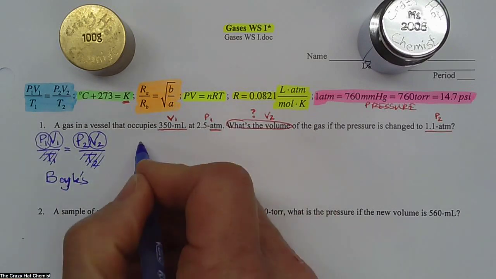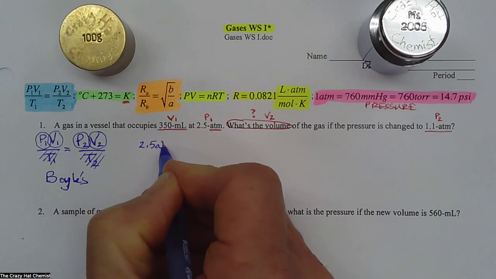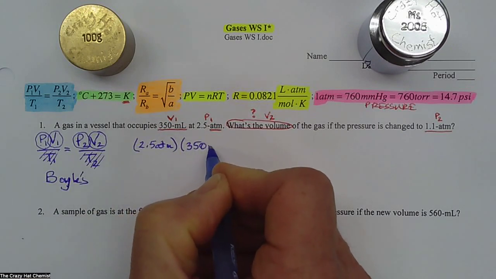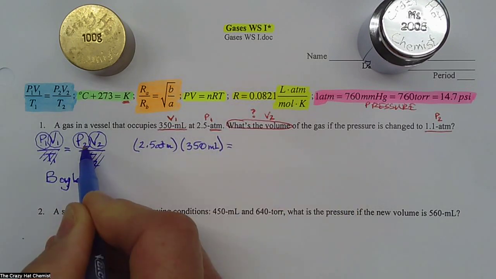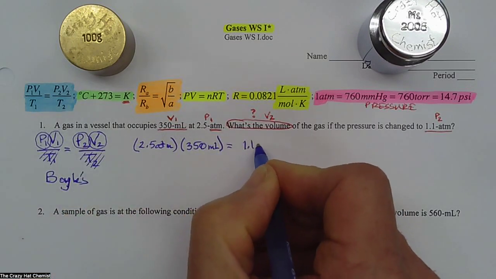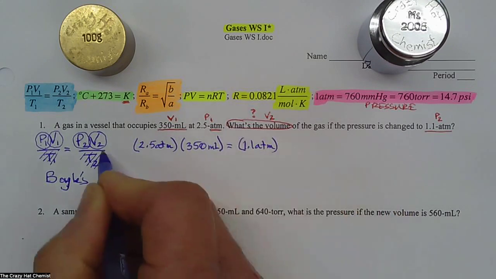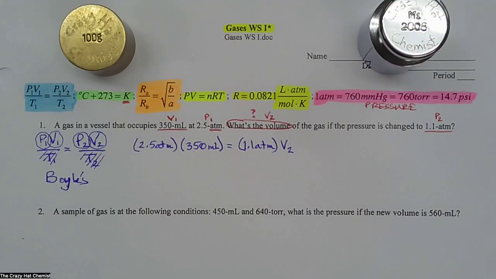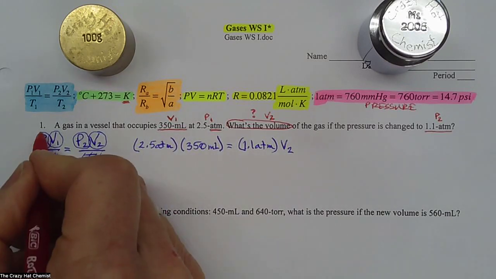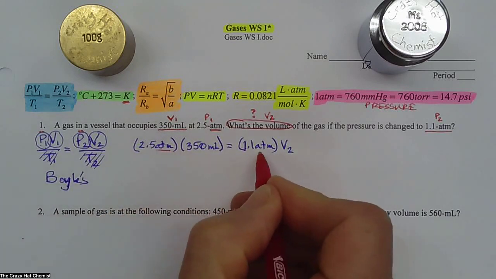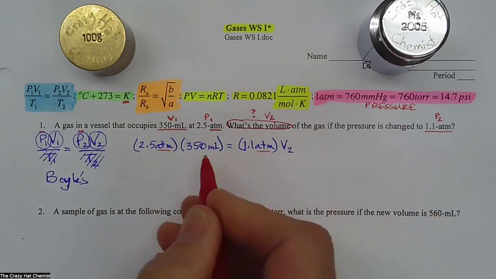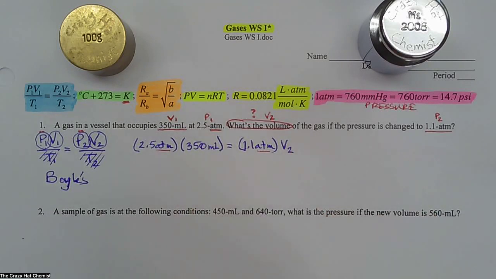Pressure 1 is 2.5 atm. The volume 1 is 350 milliliters. The pressure 2 is 1.1 atm. And the volume 2 is what we're solving for, volume 2. All right, so what we're going to do here is we're going to make sure that the units are the same. So whatever pressure is, these two units need to be the same of atmospheres, and they are. Then our volume that we solve for is going to be in milliliters since this volume is in milliliters.